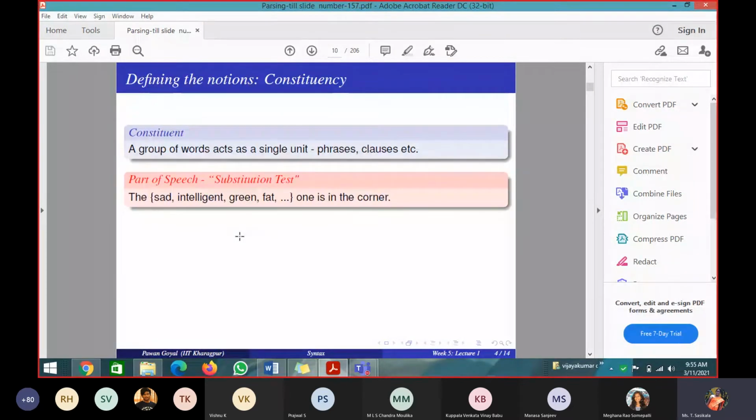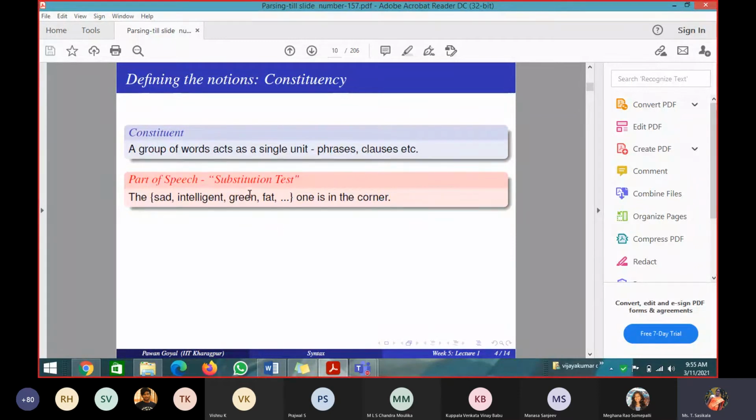Okay, so we will be looking at parts of speech. The dash one is in the corner. So what all can I add here? The dash one is in the corner. Fill in with any of the adjectives. So the POS in the dash is an adjective. What can I fill in? The sad one is in the corner, the intelligent one is sitting in the corner, the green one is in the corner, the fat one is in the corner. Like that I can add any words.